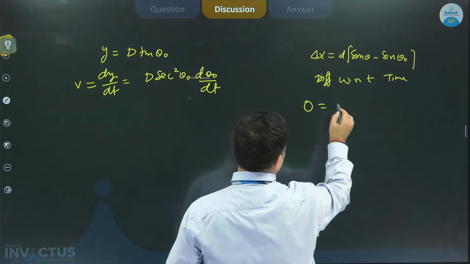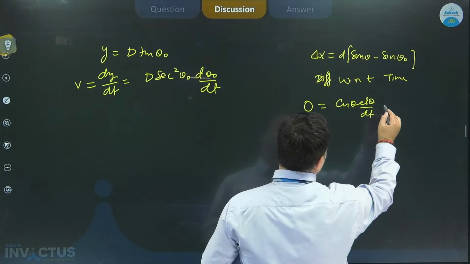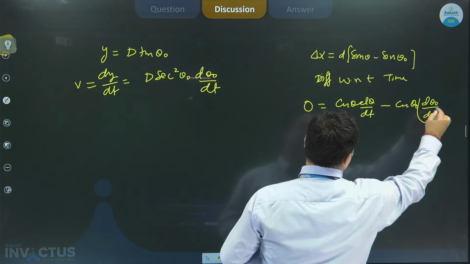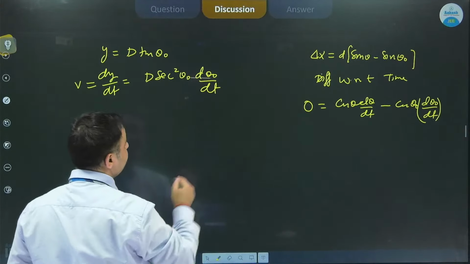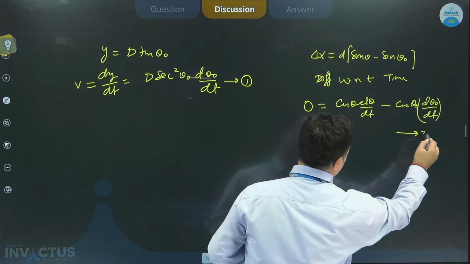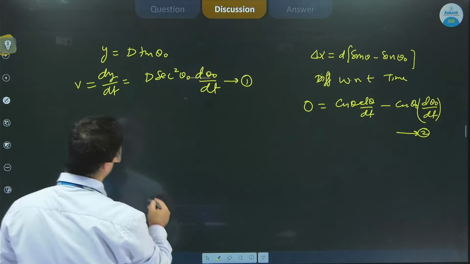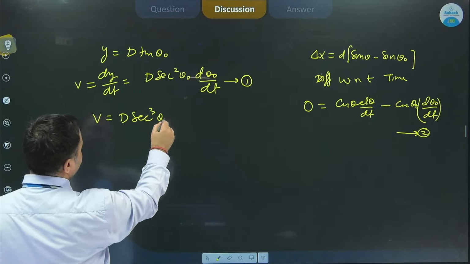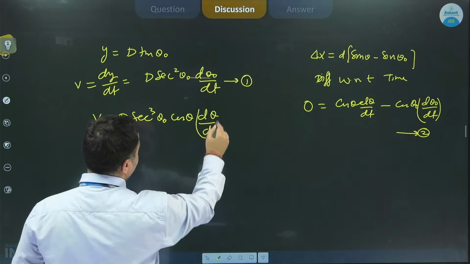So 0 is equal to cos theta d theta by dt minus cos theta naught d theta naught by dt. So from here we can have d theta naught by dt in terms of d theta by dt. So this is equation number 1 and this is equation number 2. So putting the value of d theta naught by dt from equation 2, we'll have v as d sec cube theta naught cos theta d theta by dt.